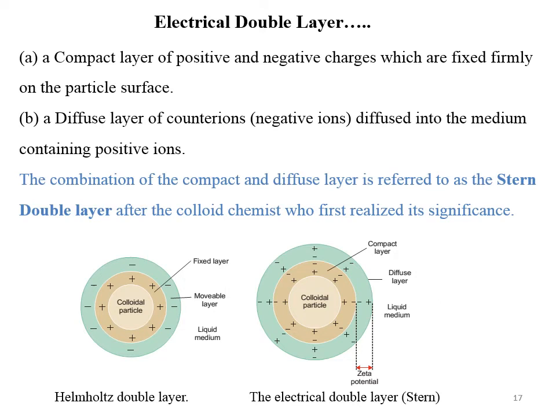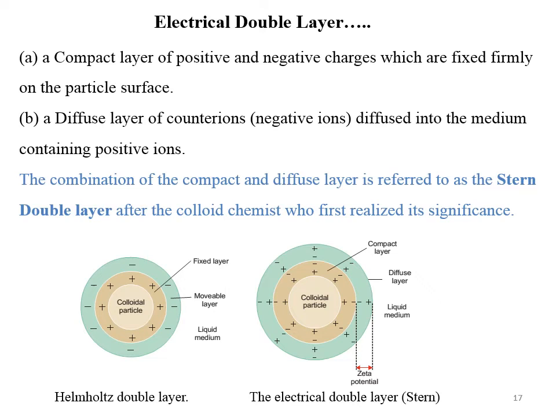Here, according to this new concept, a compact layer of positive and negative charges which are fixed firmly on the particle surface, and a diffuse layer of counter ions, that is negative ions in this case, diffused into the medium containing positive ions, as it has been demonstrated in this figure as well. The combination of the compact and diffused layer is referred to as the Stern double layer, after the colloidal chemist who first realized its significance.